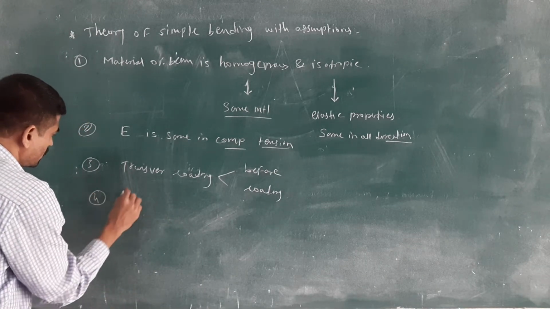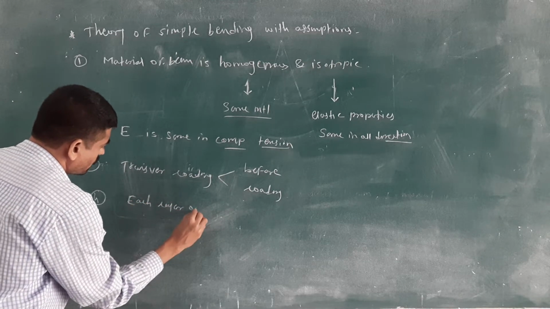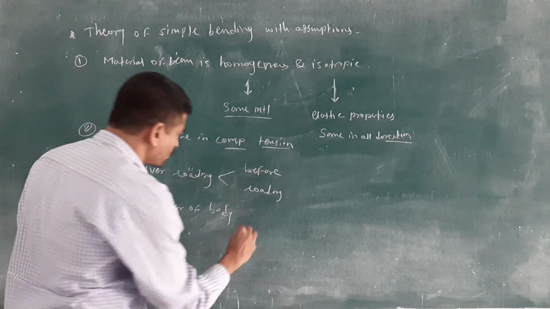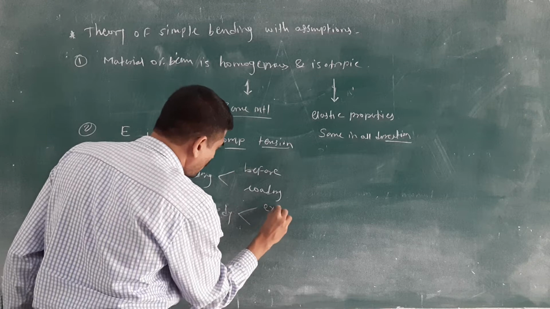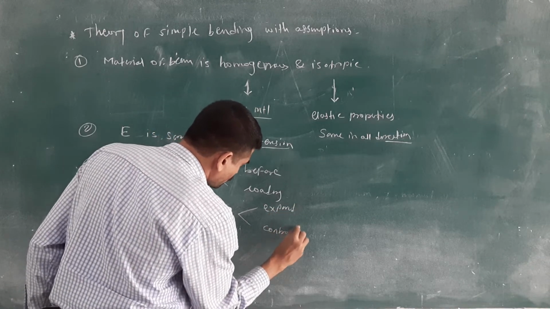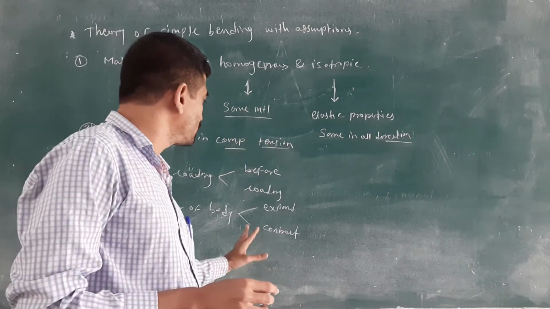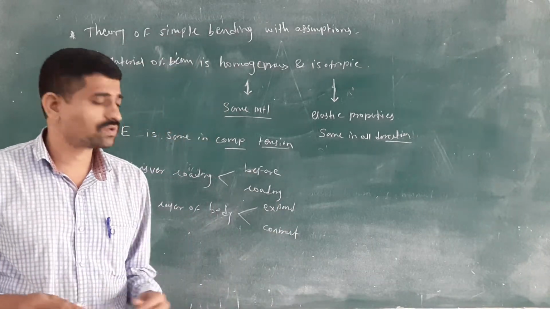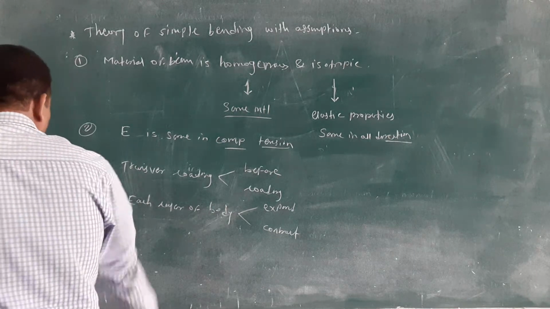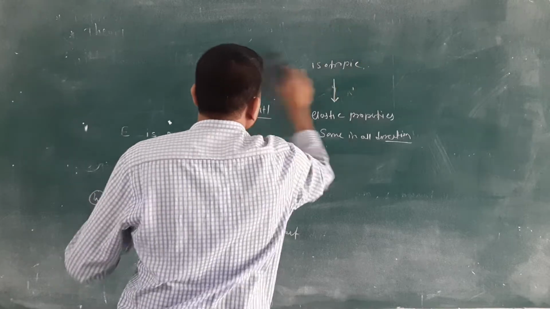And fourth is each layer of the body is free to expand and contract. Remember that fourth assumption. Each layer of the body is free to expand and also contract. Remember that some assumptions you have to consider in the theory of simple bending. All of you getting?